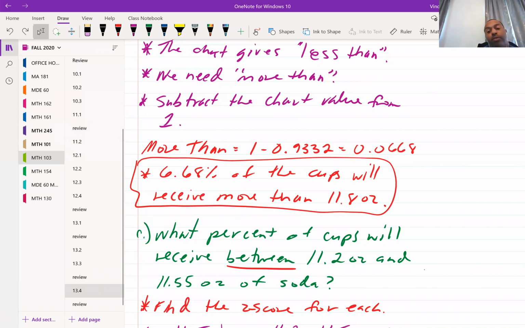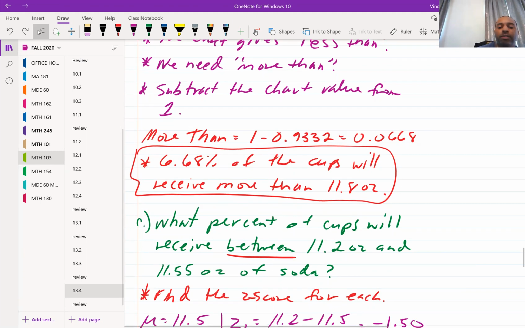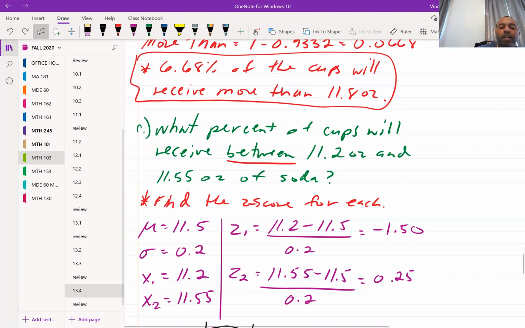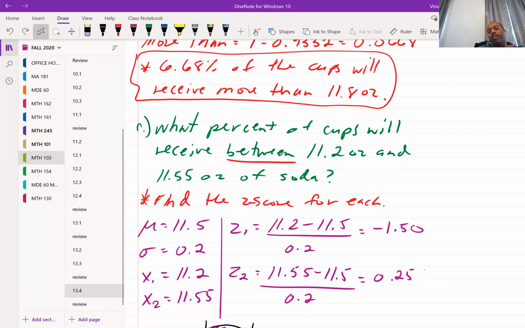So this time they give us 2 data values, and we want to know the amount of data, in this case the percent of cups, that will be between those 2 values. Mean and standard deviation are still the same, 11.5 and 0.2. But then I found the z-score for 11.2, which is negative 1.50. Then you find the z-score for 11.55, which is 0.25. So you do your data value minus the mean divided by the standard deviation.